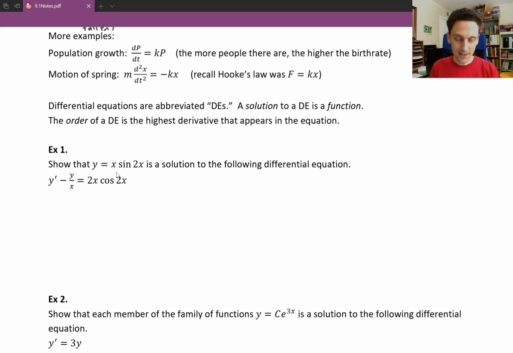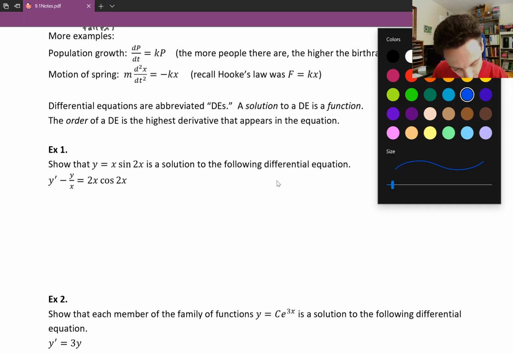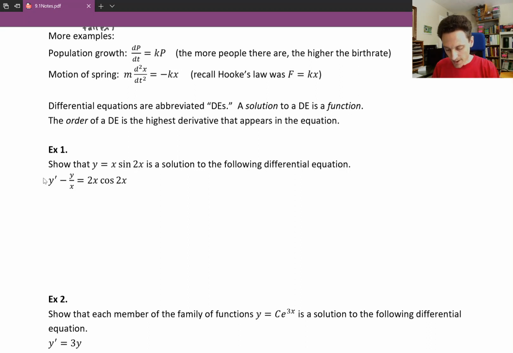Now we're not saying how we got this proposed solution, we're just being proposed the solution. But what we're going to do in example 1 is show that that proposed solution actually is a solution to this differential equation that we're given. So looking at our differential equation, we'll say the left-hand side is y prime minus y over x. So we're going to need y prime.